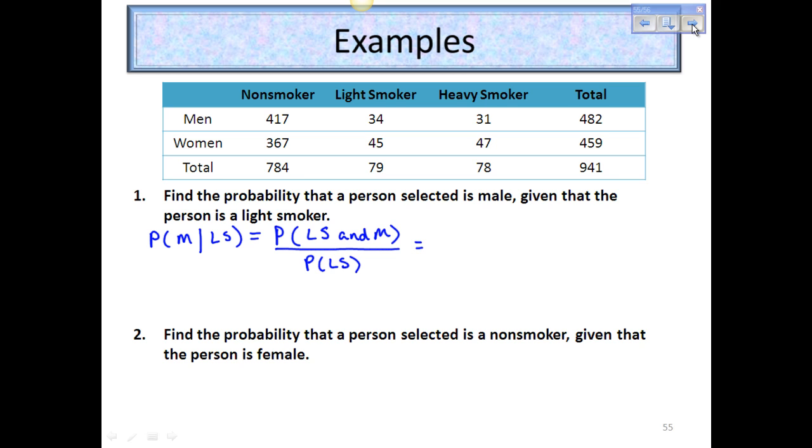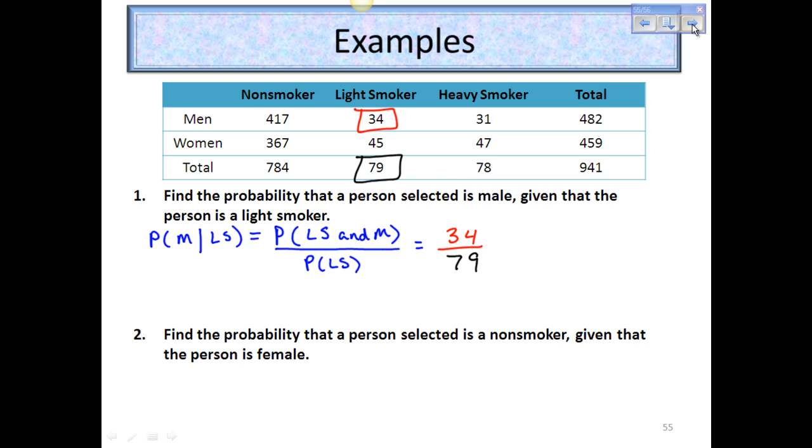Now, on these types of problems, we're going to end up with a fraction over a fraction, so our denominators will actually cancel. We don't have to worry about those. Just go count the number of people that are light smokers and male. Where do they overlap? They overlap at 34. Now we want the number of people that are light smokers, and that's a total of 79. So our answer is 34 over 79.